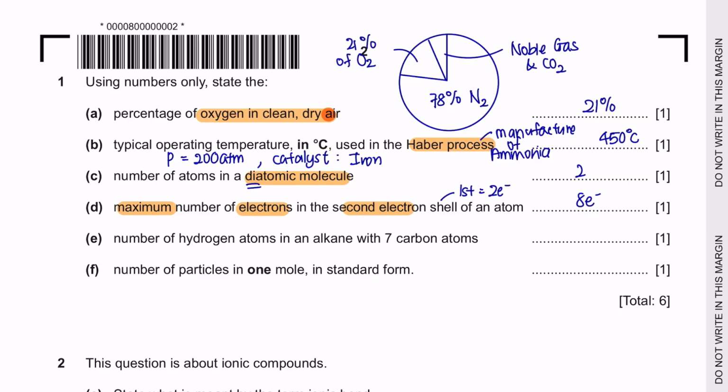Next, question E. Number of hydrogen atoms in an alkane with 7 carbon atoms. The general formula for alkane is CnH2n+2, and n is the number of carbons, so it will be C7. H2 times 7 is 14, plus 2 is 16. So for 7 carbons, you would have 16 hydrogen atoms. And lastly, the number of particles in 1 mole in standard form. This is the Avogadro constant, which is 6.02 times 10 to the power of 23.